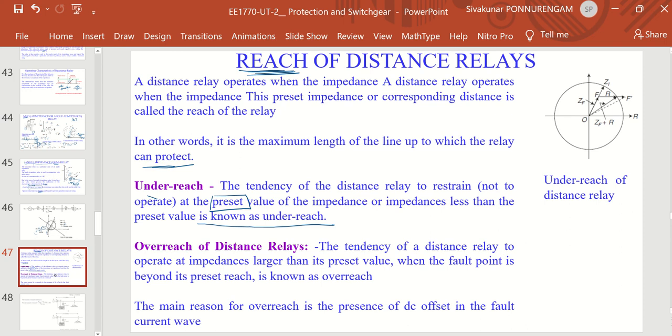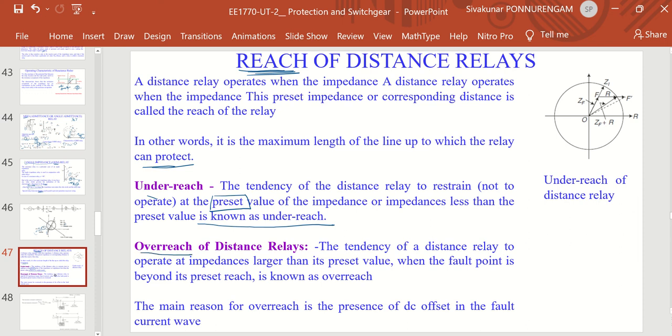This is the C, that is the pre-fault. Due to the presence of this resistance R, R plus jX, based on this alpha, the system cannot trip. At the same time, what is meant by the overreach?